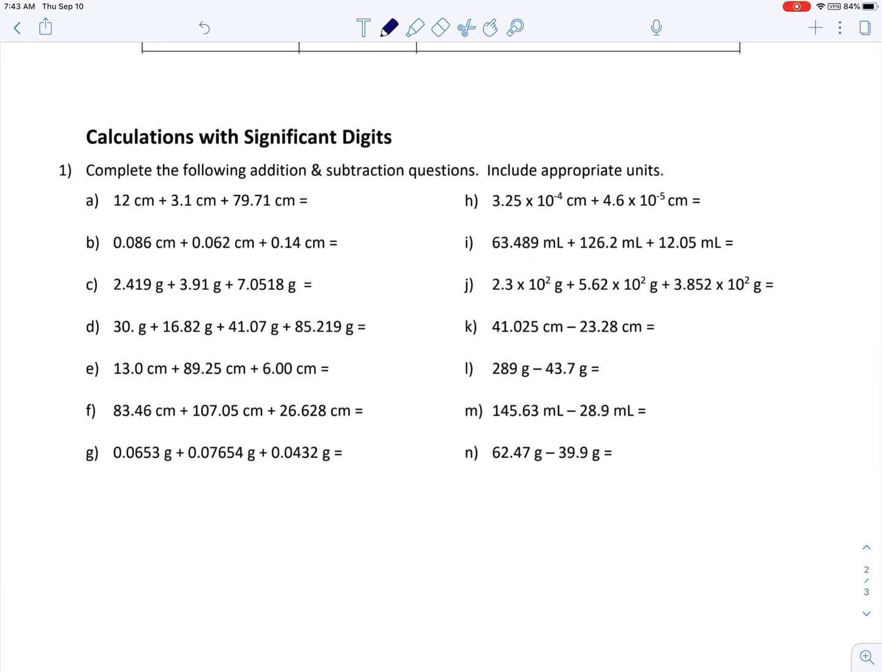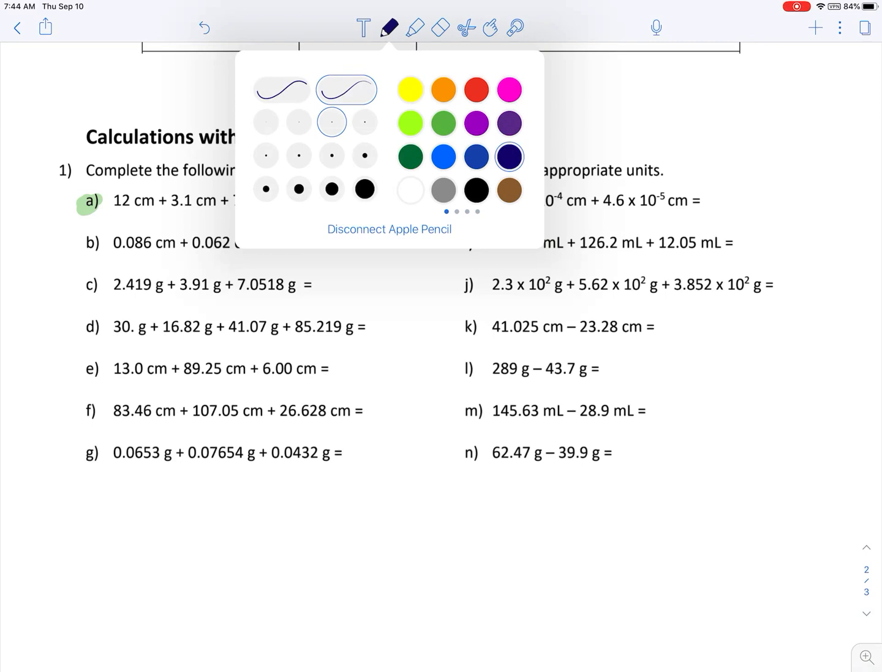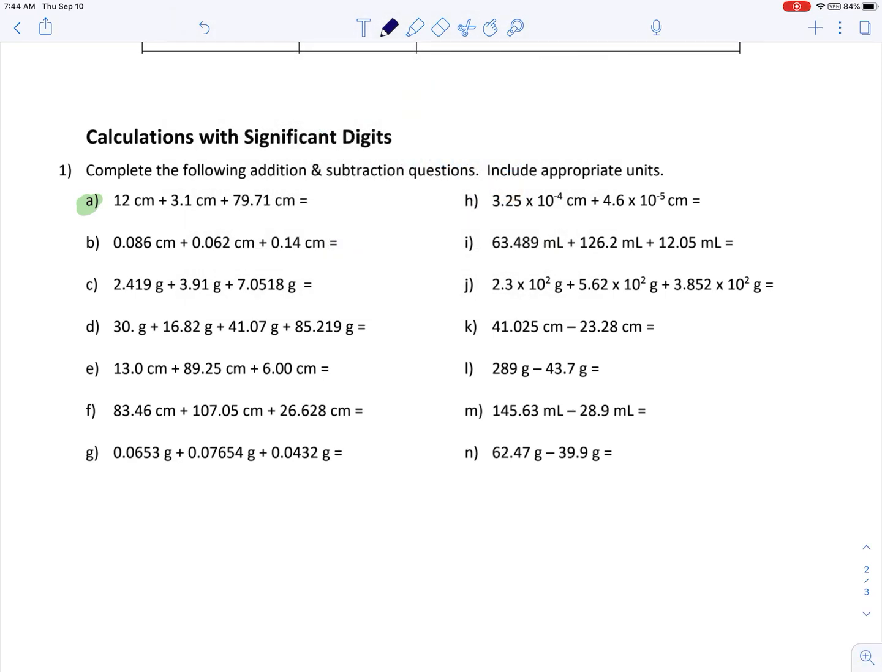Now, calculations with significant digits, our last topic. We learned in our first class that if you add or subtract measurements, there's a rule that says when you're putting your answer down, you have to look at the number of decimal places that were in the measurements being added or subtracted. So for example, look at part A. In the numbers being added here, these are all measurements, the first number, 12, has no decimal places. 3.1 has 1 decimal place, the 0.1. 79.71 has 2 decimal places, the 0.71.